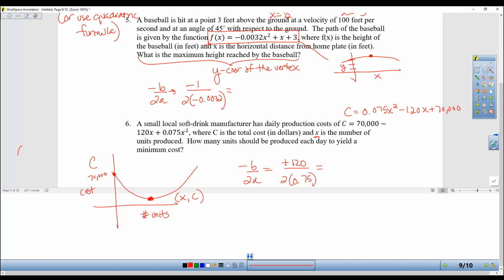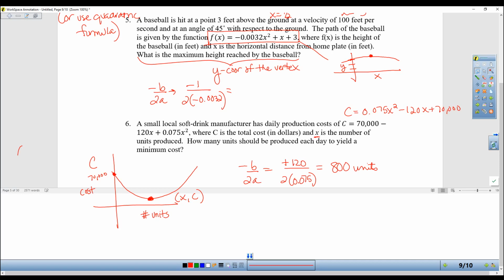120 divided by 2 times 0.75, 80. 80 units. Oh, I must have missed something. 120. Oh, 0.075. There you go. So it is 800. I was going to say, there can't just be 80 units that they're making. Nope, they're making 800 units.